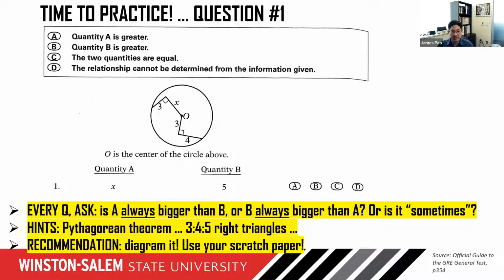So you've got a circle. O is the center of the circle above. That's the given information. You also have numeric data, so you have to look carefully at the figure to see where the 3s and 4s are.